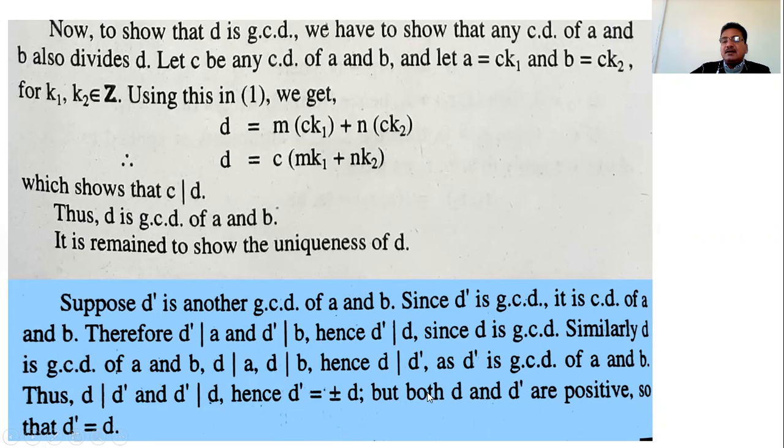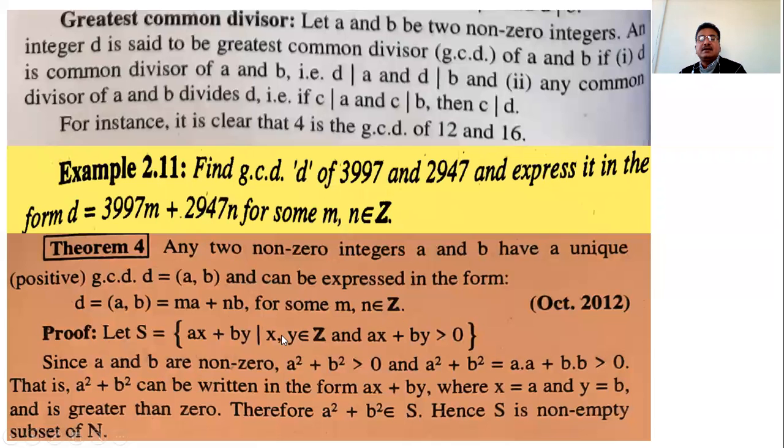But D and D dash are greatest common divisors, and the greatest common divisors of any two integers are always positive. Greatest common divisors are always positive numbers, and therefore there is no negative sign, means D is equal to D dash. If we consider D dash as another greatest common divisor of A and B, then it is equal to D, means D is unique. And here the proof of the theorem is completed: any two non-zero integers A and B have a unique greatest common divisor, and it is expressed in the form ma plus nb.